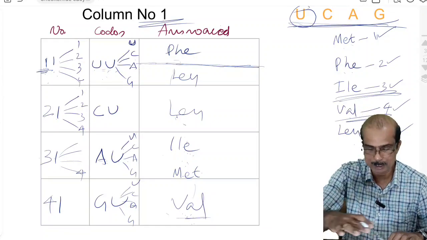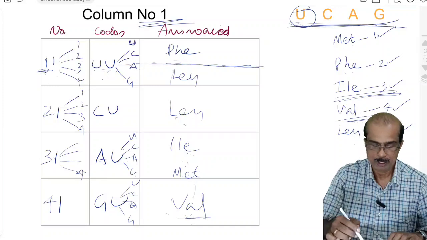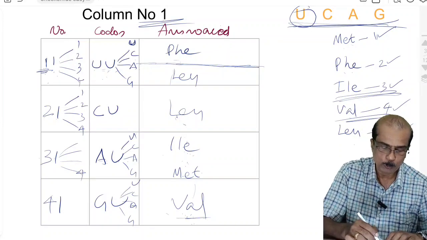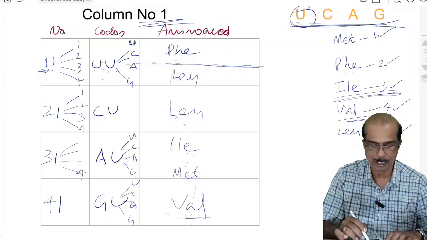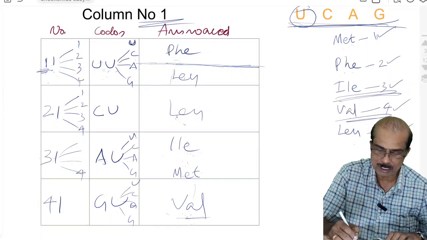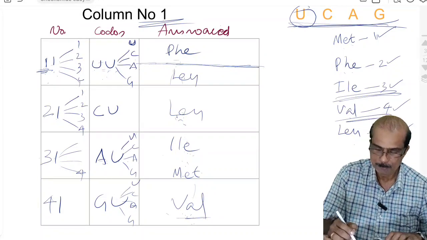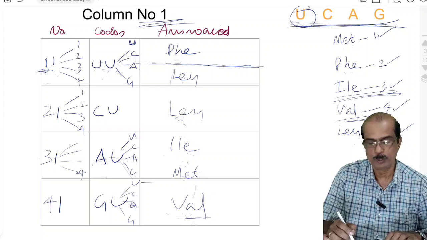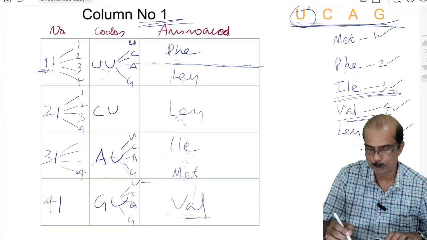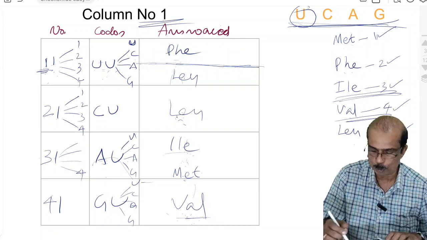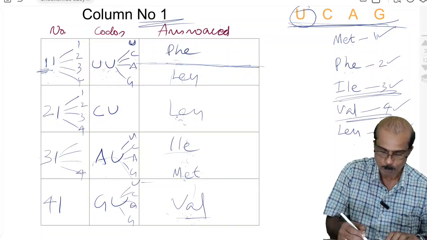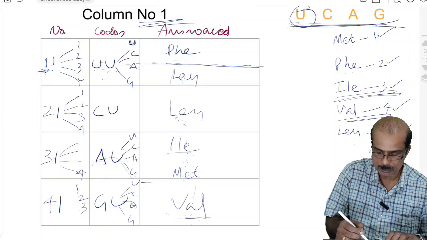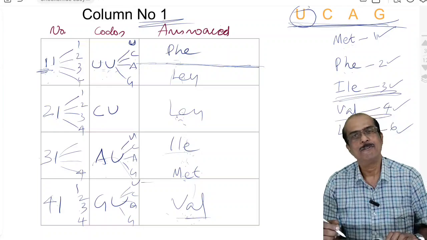You have to visualize this very easily. First, start from UUU. We know that UUU and UUC are for phenylalanine. Then the remaining six, leucine. Then AUG for methionine. The remaining three codons for isoleucine. The last four codons are for valine: 411, 412, 413, and 414 are for valine.